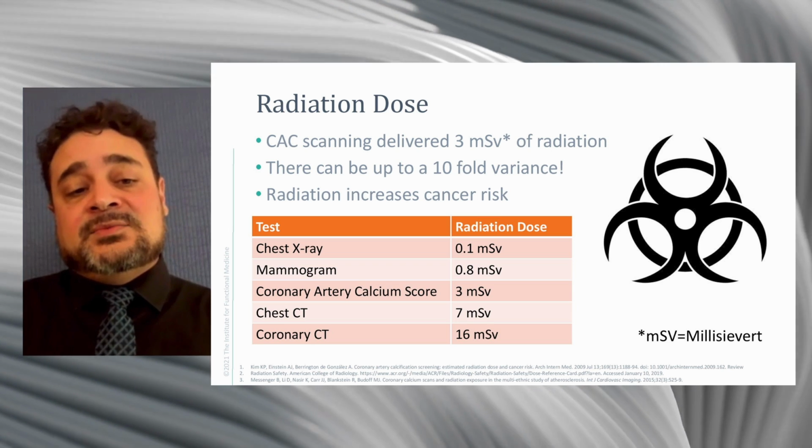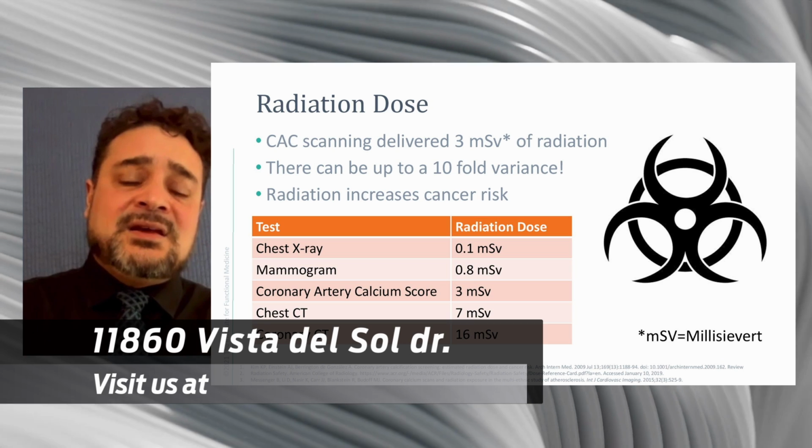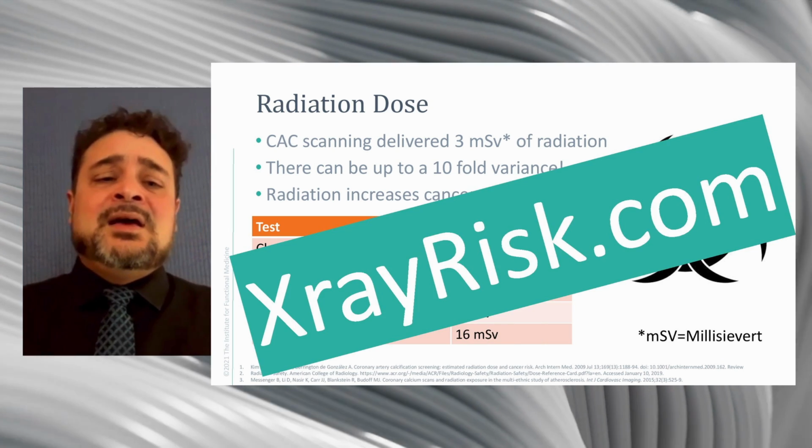Take a look at that, and who can calculate how many times more radiation do you get from a coronary artery calcium score than a chest X-ray? Meaning, how many chest X-rays would it take to get the same amount of radiation? Go ahead and do your calculations and put it in the chat box.